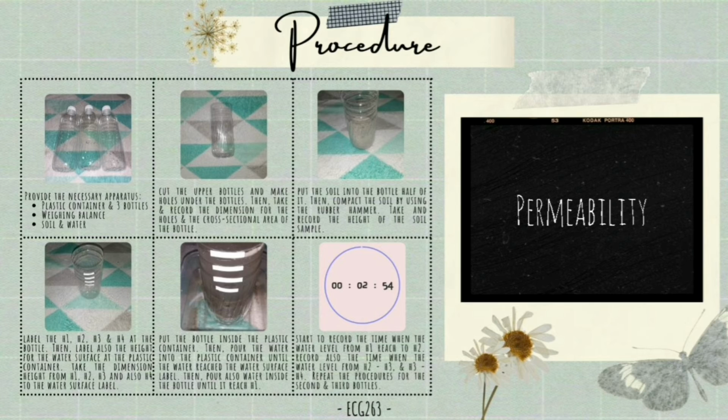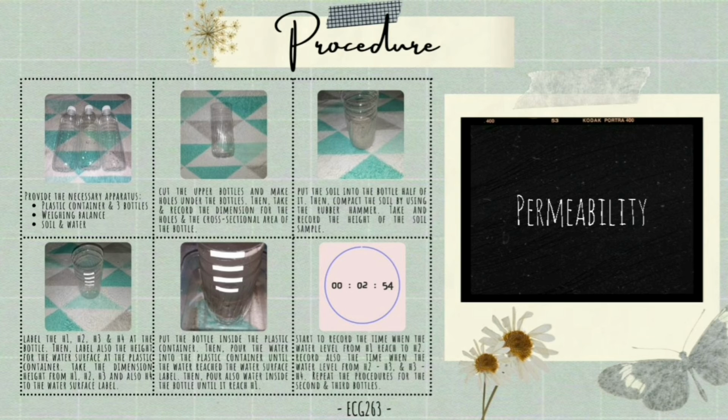These are the procedures that need to be done in the permeability experiment. It starts by providing the necessary apparatus, as mentioned before. The next step is to cut the upper part of the bottles and make holes under the bottles. Then take and record the dimensions of the holes and the cross-sectional area of the bottle. The next step is to put soil into the bottle, half of it. Then compact the soil using the rubber hammer. Take and record the height of the soil sample.